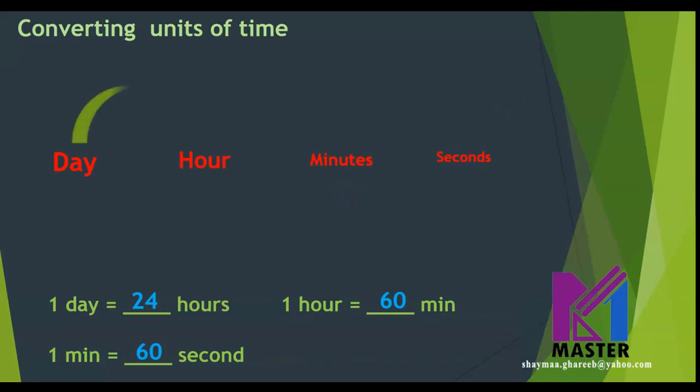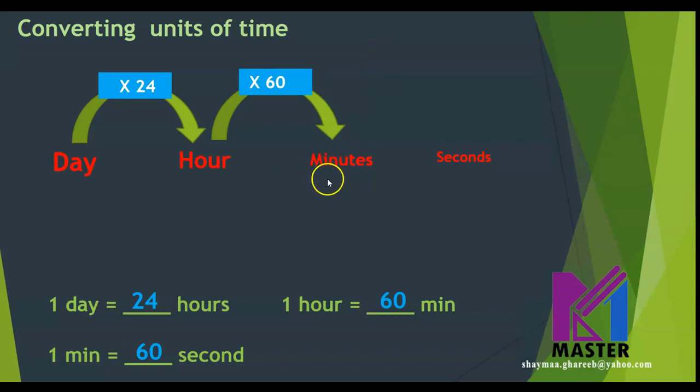So when we want to convert or change from days into hours, we are going to multiply by 24. And if we want to change hours into minutes, we are going to multiply the number of hours by 60. And if we want to change from minutes into seconds, we are going to multiply by 60 because there are 60 seconds in 1 minute and 60 minutes in 1 hour and 24 hours in 1 day.